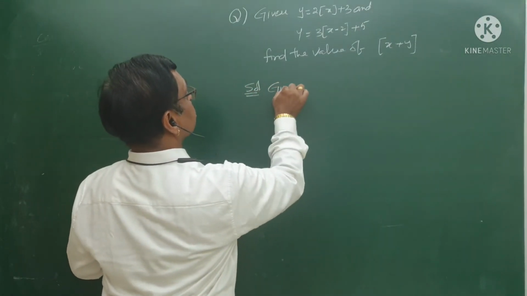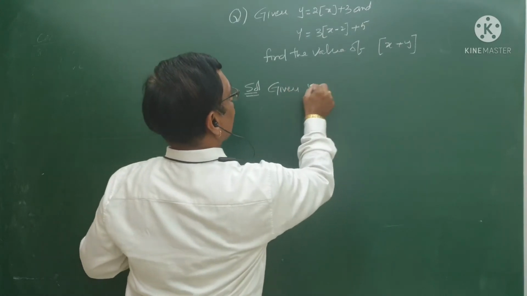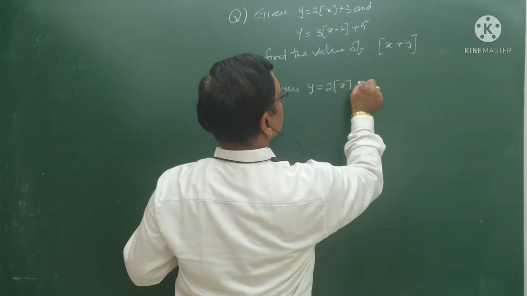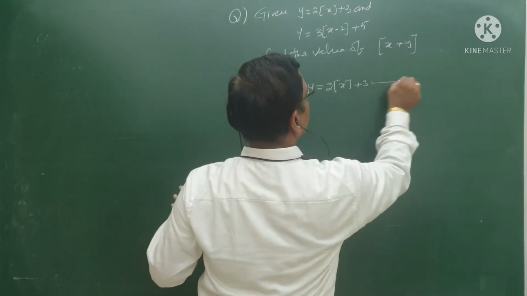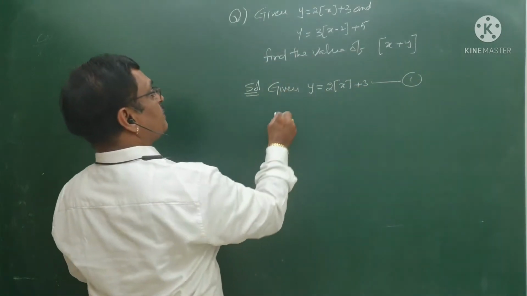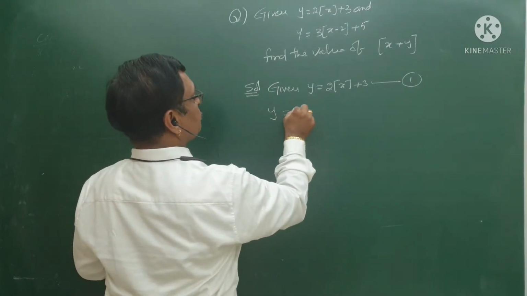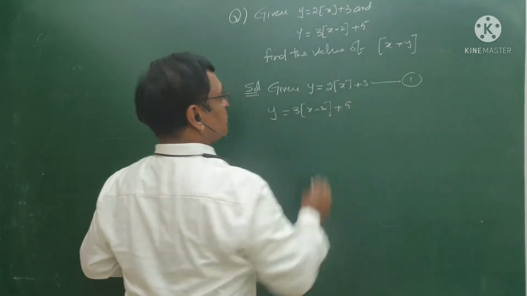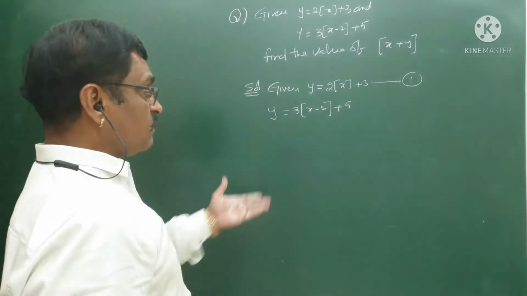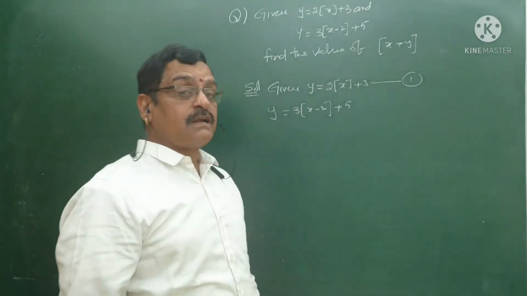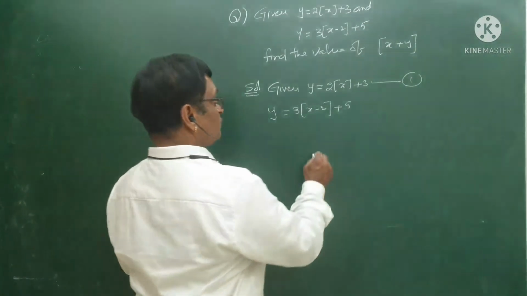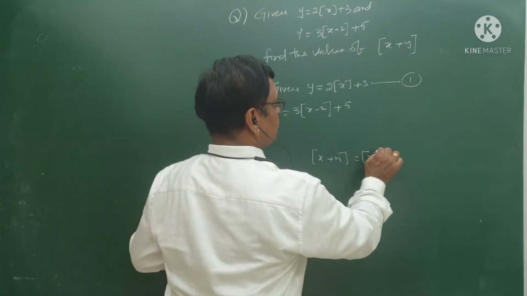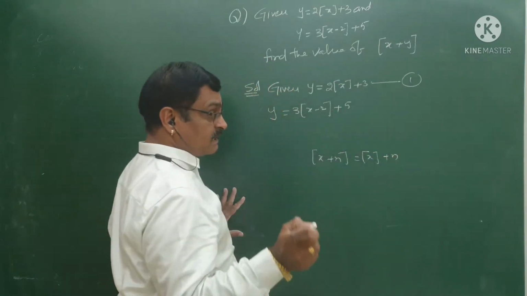Given y is equal to 2 times integral part of x plus 3, that is number 1. Number 2, we have y is equal to 3 times integral part of x minus 2 plus 5. I think we can simplify the second one. How can we simplify? We have integral part of x plus n is equal to integral part of x plus n, where n is an integer.